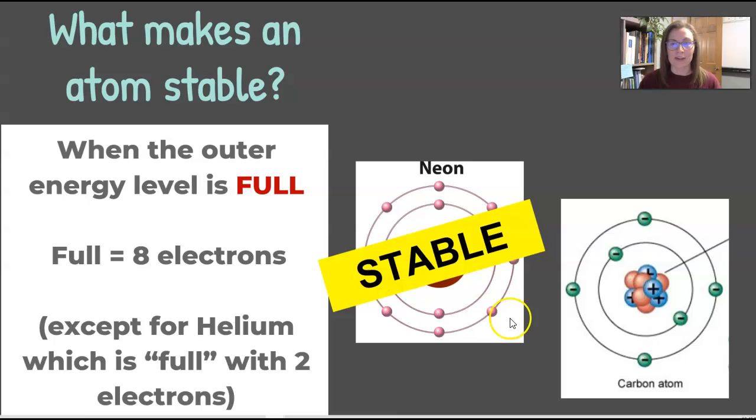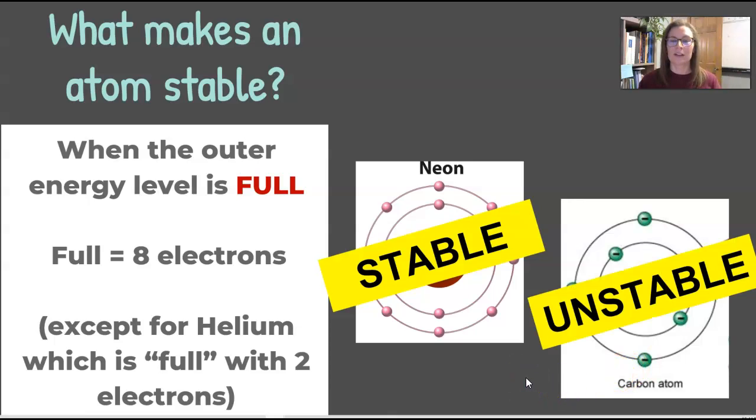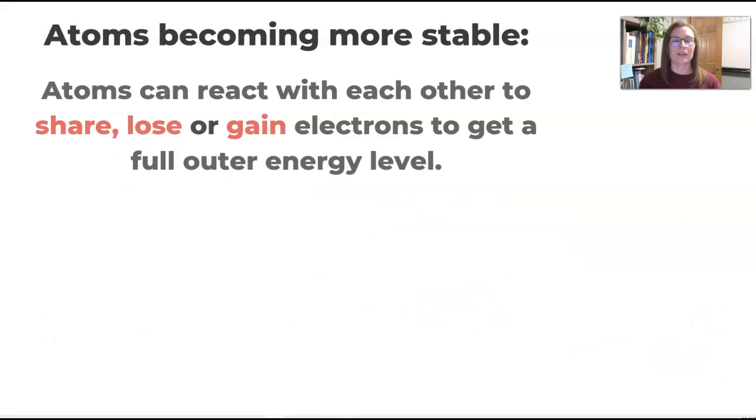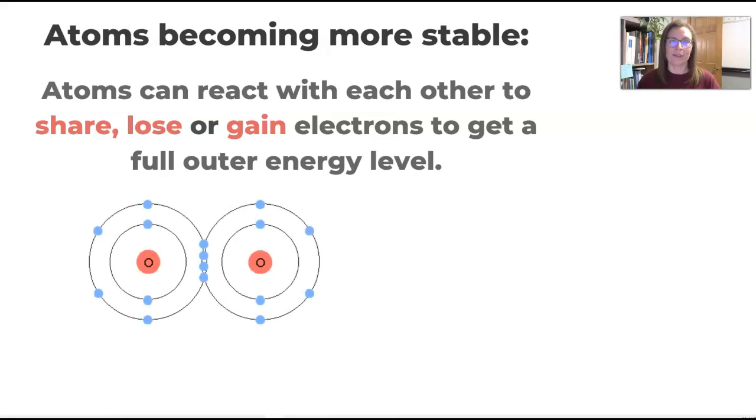But carbon, on the other hand, has 1, 2, 3, 4 electrons in its outer energy level. Because it's not full, carbon is unstable, and so it will undergo chemical reactions with other elements. So atoms can react with each other to share, lose, or gain electrons in that outer energy level in order to become full. What's that look like?